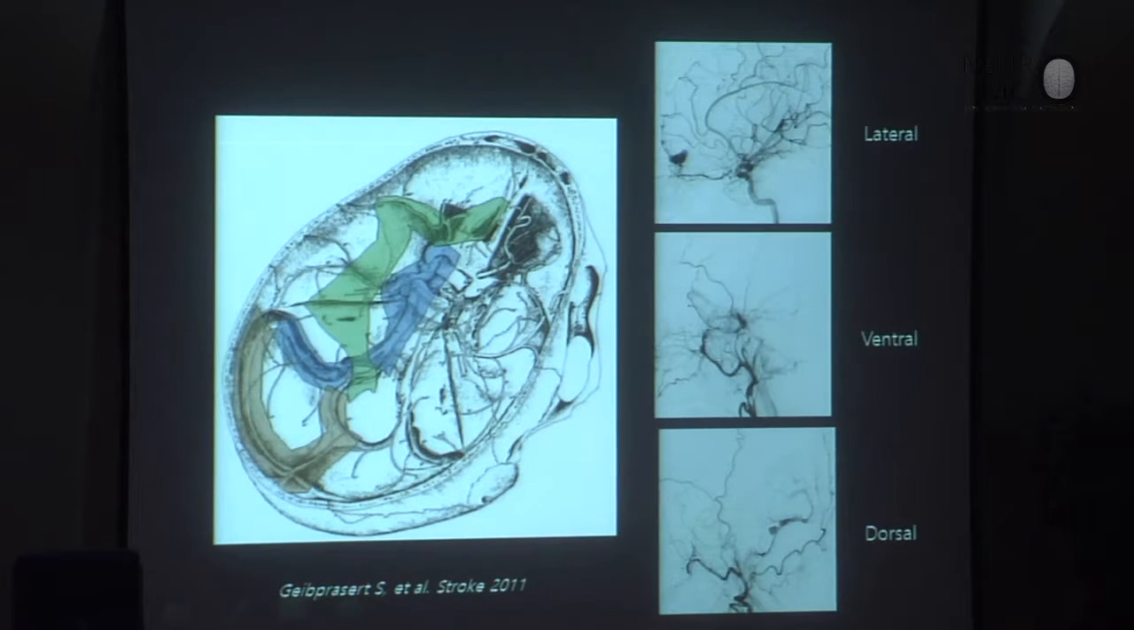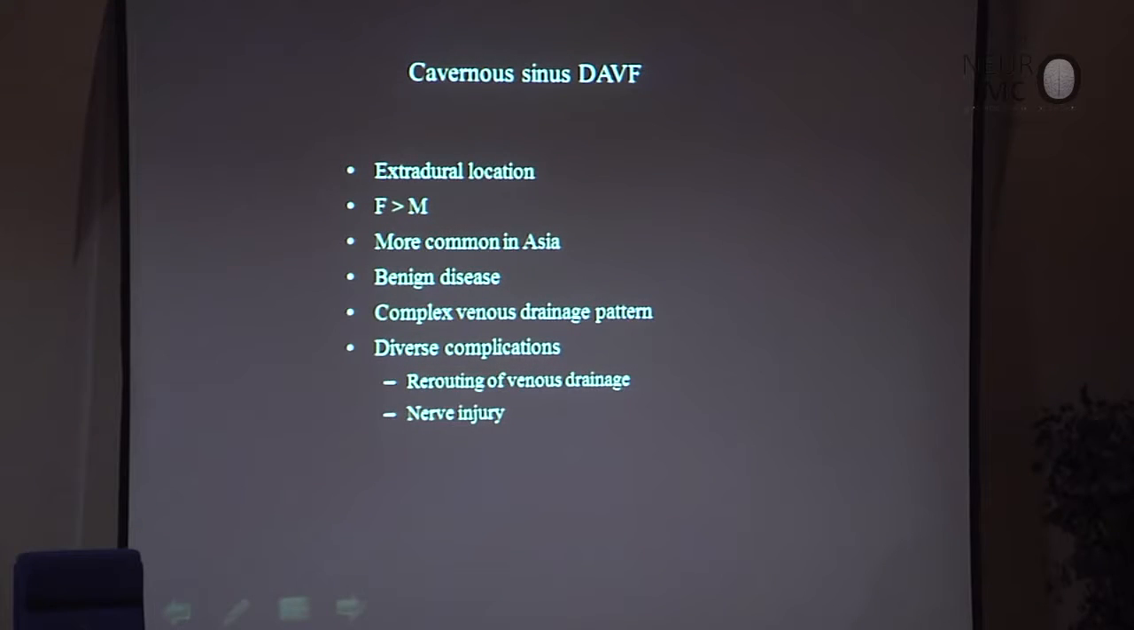According to Lasjaunias' classification, the cavernous sinus lesion belongs to the ventral type, as you see here in this color area, compared to the ethmoidal AVF as a lateral group, and the transverse sinus dural AVF as a dorsal group. This is a brief summary of the cavernous sinus dural AVF: extradural, female, more common in Asia. It's known to be a benign disease, but with some of the most complex venous drainage patterns, so there seem to be diverse complications.